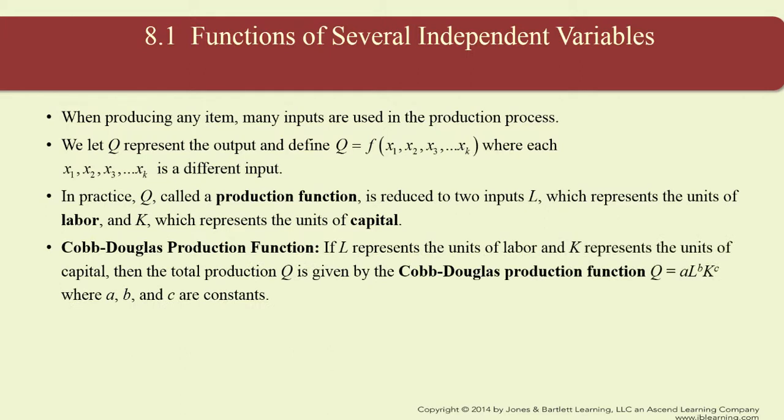Well, along came these 2 dudes, Cobb and Douglas. One of them was an econ guy and the other one was a mathematician. They came up with a production function, and this is basically it. They said if L represents the units of labor and K represents the units of capital, then total production Q can be given by what's called the Cobb-Douglas production function. I mean, they named it after themselves. It has the form Q equals A times L to the B power times K to the C power. And here A, B, and C are constants.